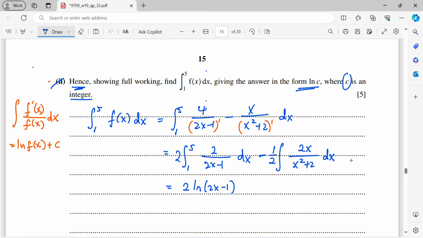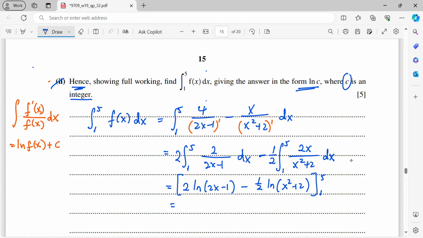Okay, my x values are positive and they are integers, so I'm confirmed that it will not be negative for the values inside the ln. So that's why I put brackets. You can use modulus, it's up to you. Then minus half of this whole integration from 1 to 5, it will be ln (x squared plus 2), and again it will not be negative because of the x squared. Okay, x squared plus 2, so here from 1 to 5.